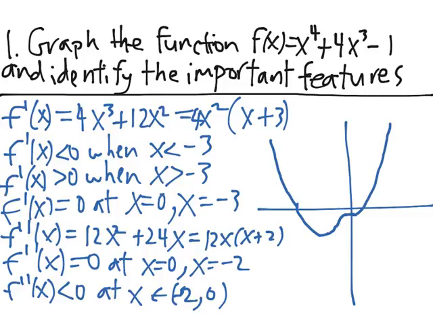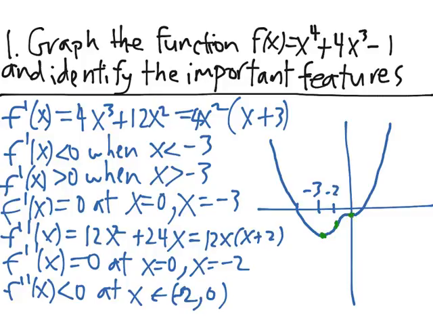So let's label what we found so far on our graph. First, we can see that f is decreasing down to this local minimum here. In fact, it's a global minimum. And this happens at x equals minus 3. Then we have two inflection points. One right around here at x equals minus 2. And finally, one right here at x equals 0.